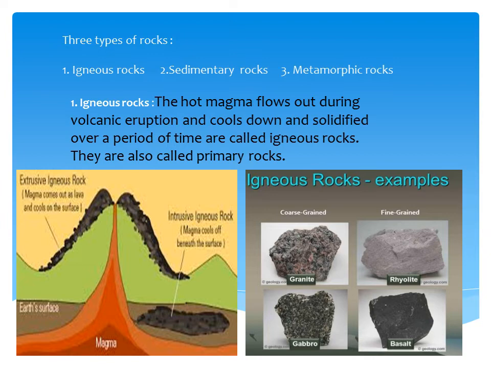Primary rocks formed on the surface of the earth are called extrusive rocks. Magma that gets trapped in the veins deep inside the earth cools down over a period of time and forms rocks called intrusive rocks.